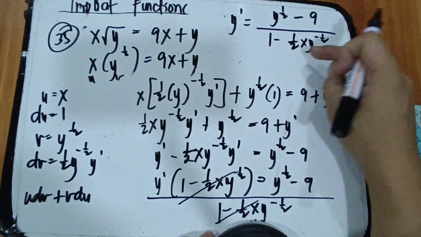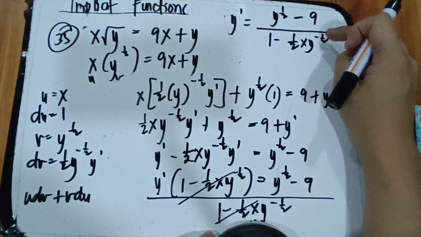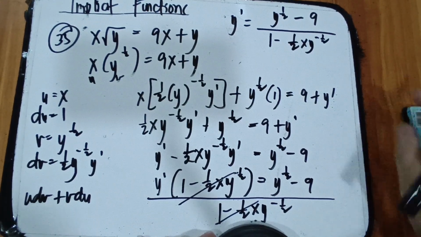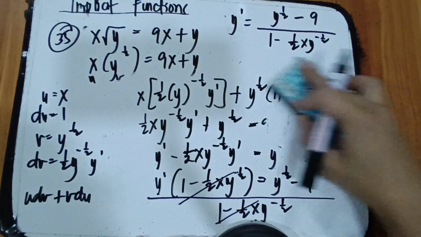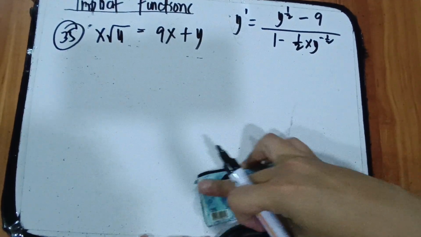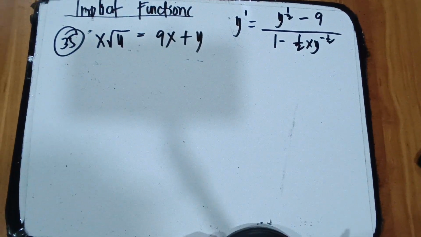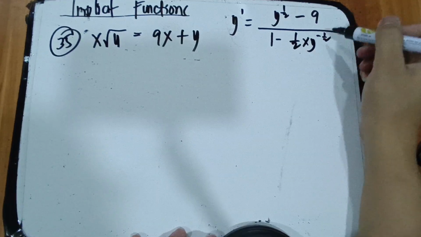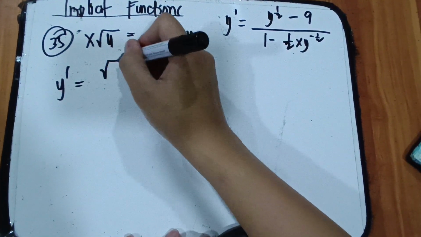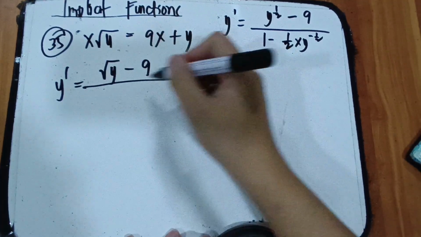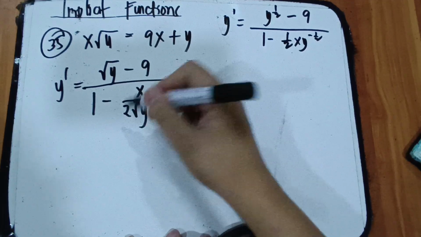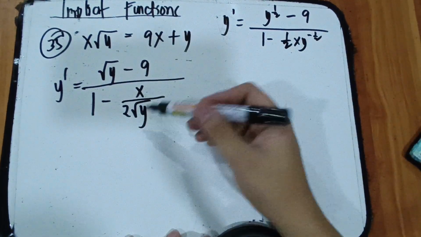Mayroong y raised to 1 half, merong mga naka-minus 1 half x, y raised to negative 1 half, kailangan nating equate into an equivalent radical. So, i-retain ko to, buburahin natin to. So, solve natin. Gagawin kong radical yon, tapos ito negative, ibababa ko siya. So, this will become y prime is equal to square root of y minus 9 all over 1 minus x over 2 square root of y. Ito yan. No? Equivalent niya.